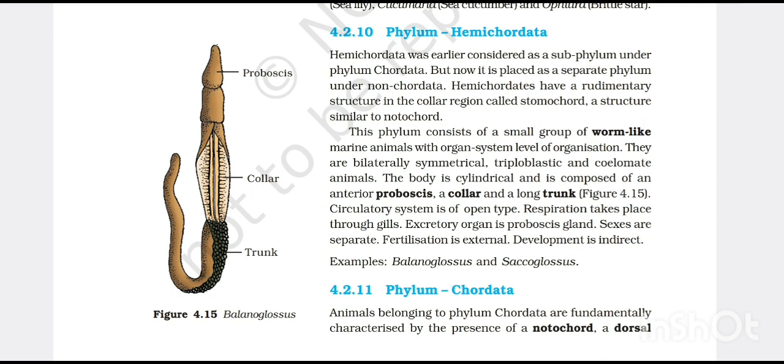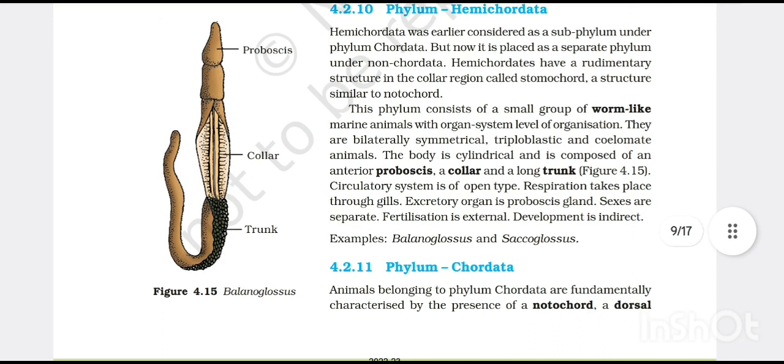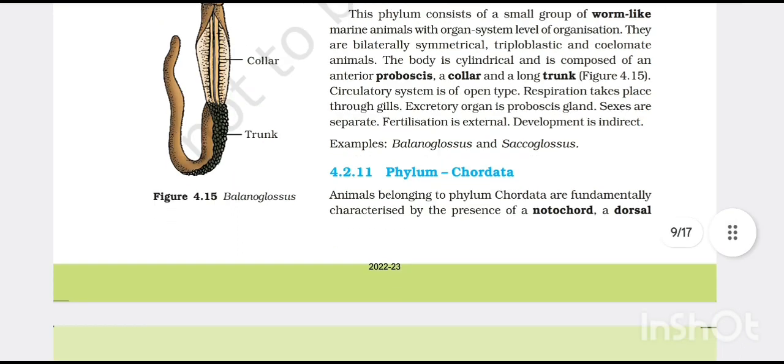Circulatory system is open type. Respiration takes place through gills. Excretory organ is proboscis gland. Sexes are separate and the fertilization is external. Development is indirect. For example, Balanoglossus and Saccoglossus. Examples of Hemichordata: Balanoglossus and Saccoglossus.